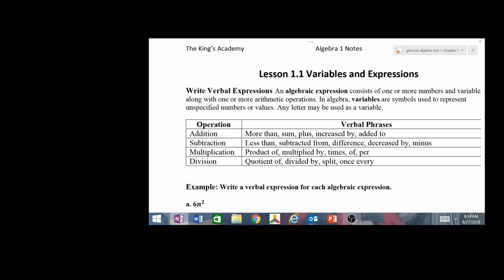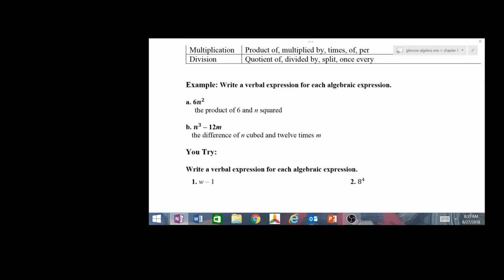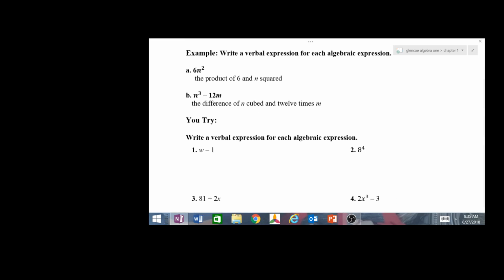Okay, so let's move on and let's see if we can look at our first example here. Write a verbal expression for each algebraic expression. What I usually tell my students is this: look at it and read it. So example A says 6n squared, or 6 times n to the second power. Now our book is going to get very flowery.